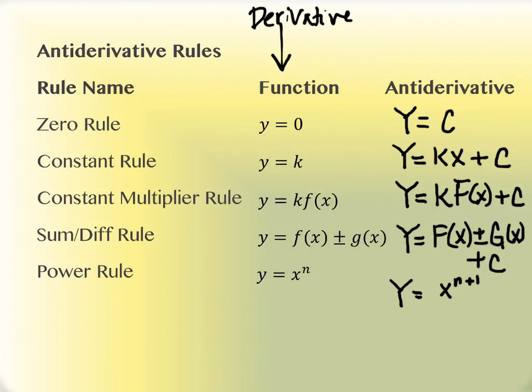We should have an exponent 1 larger, because if I were to take the derivative, it would decrease, right? So this is increasing by 1. And we can divide by the new exponent instead of the old exponent. Everything's backwards. Using the new exponent instead of the old exponent, I'm adding 1 instead of subtracting 1. I'm dividing instead of multiplying. And then I need plus c. Okay, so far so good.